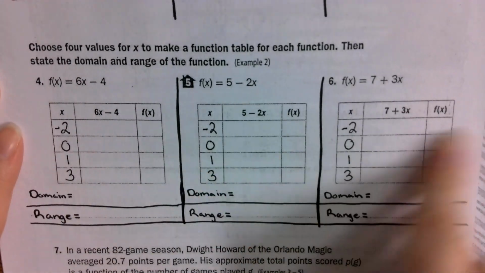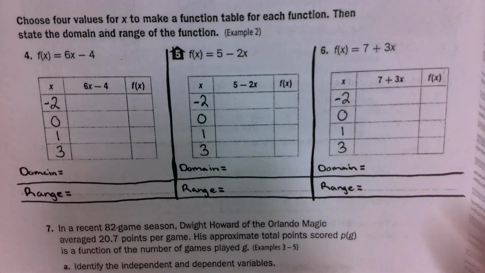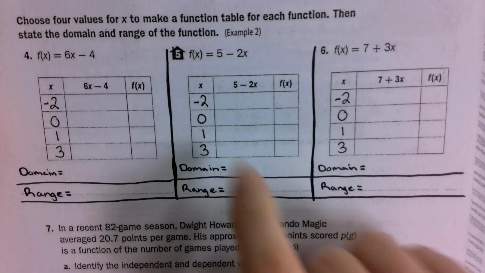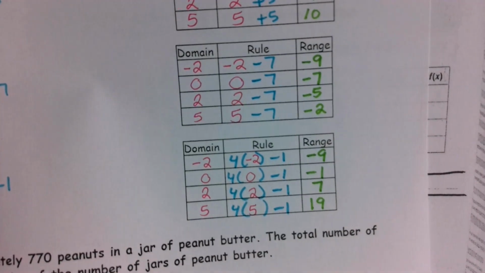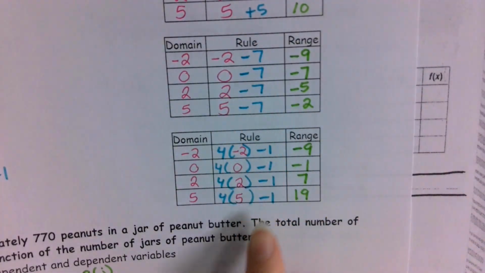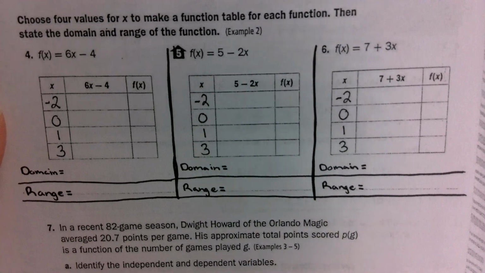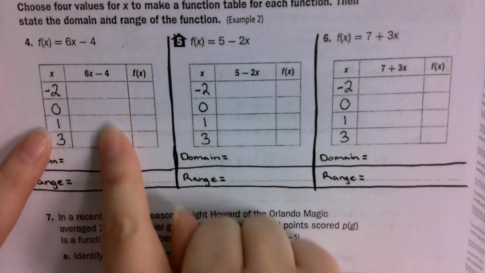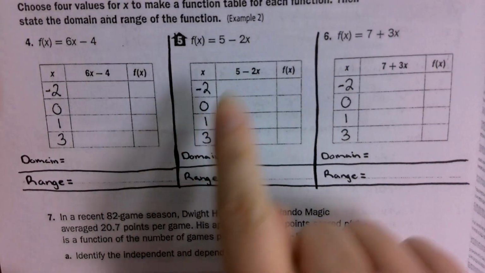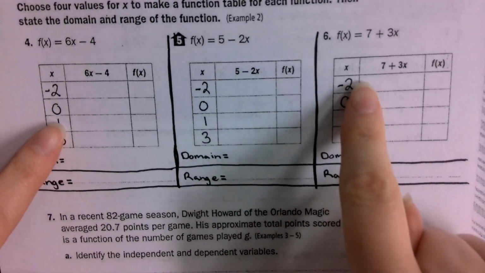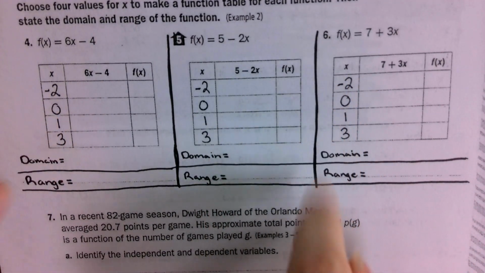You'll have function tables that you're also going to be filling in. You need to make sure you fill it in just like we did with the function tables here, meaning you have to place down what the rule was and what is the range. So you'll have your rule, you'll have your range values. I already gave you domain values. I gave you values for your domain.